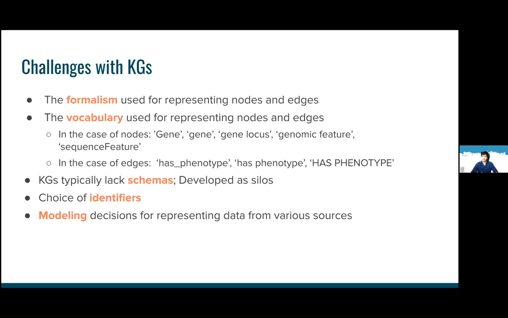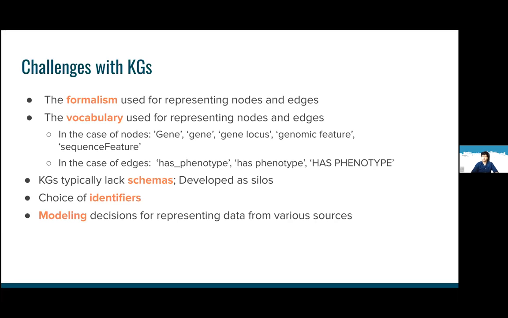Another challenge is that the vocabulary used may be different between graphs. This difference can be either syntactic or semantic. If it's syntactic, it could be something as simple as one graph calling a gene an uppercase gene, and another graph calling a gene the lowercase gene. These changes can get in the way of actually querying and integrating and federating across these graphs. And the same is the case with edges.